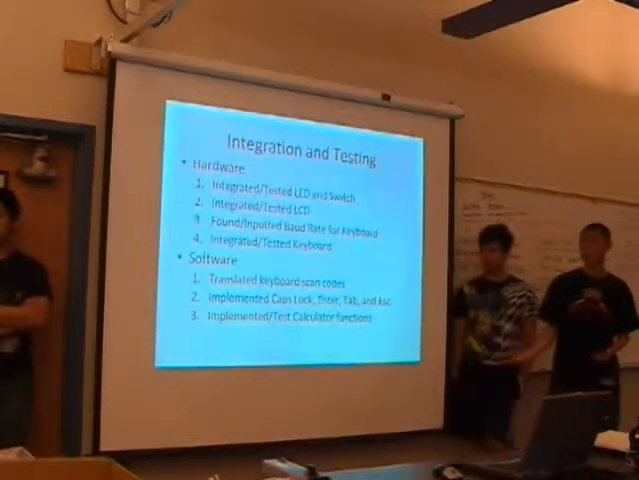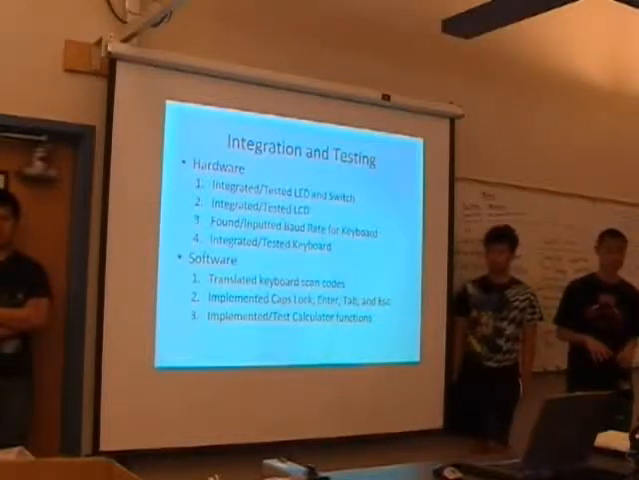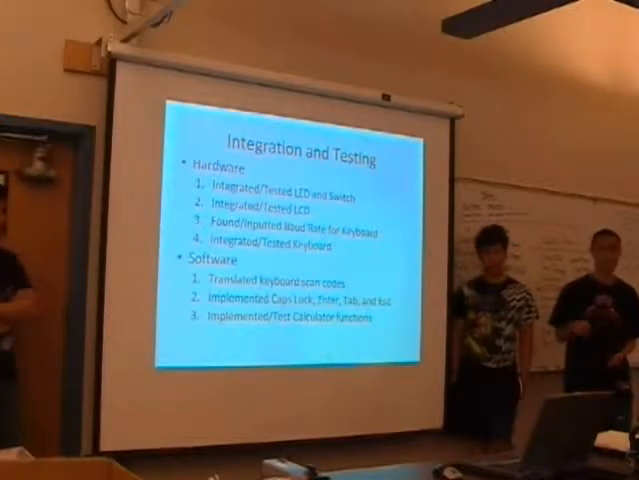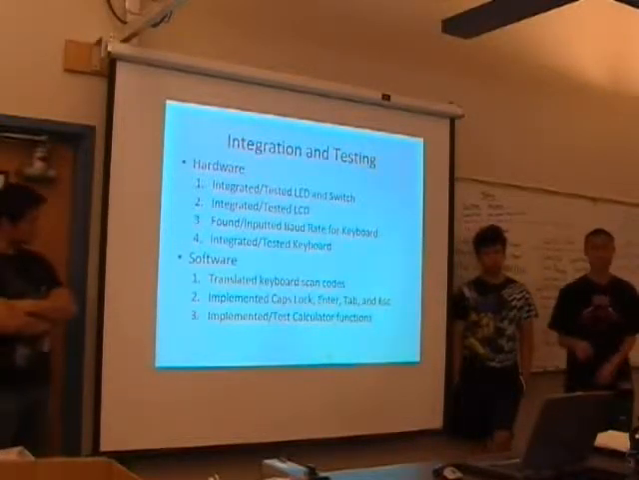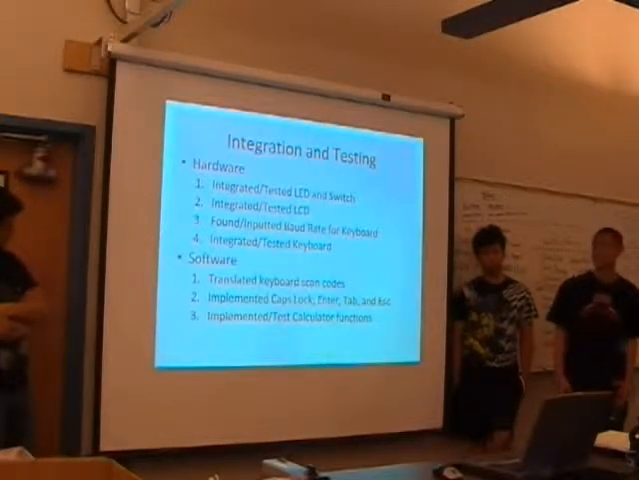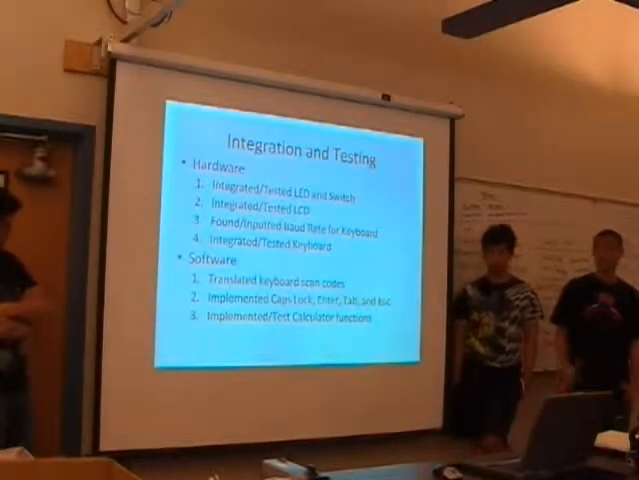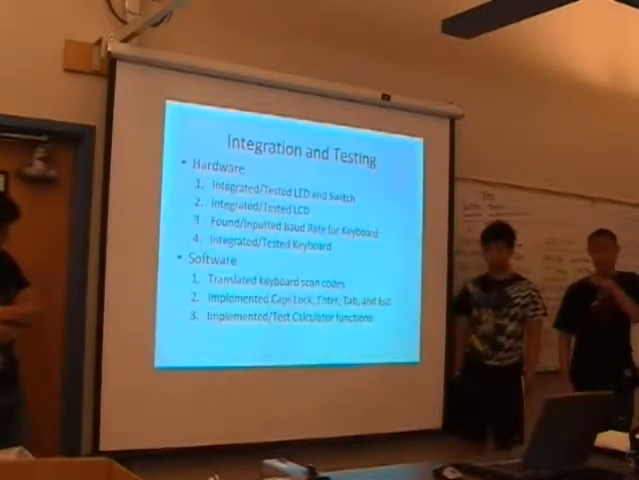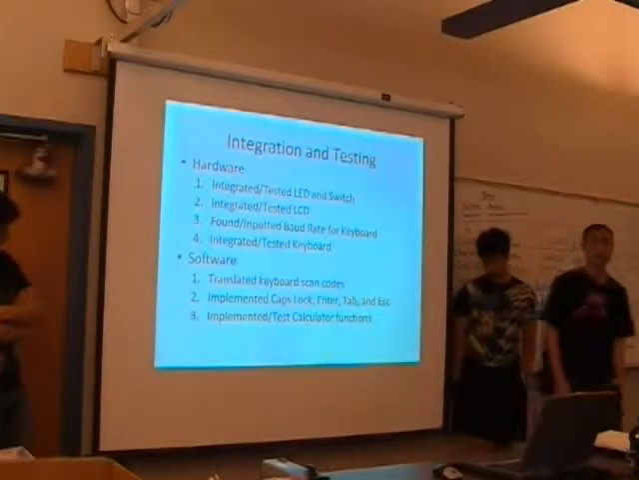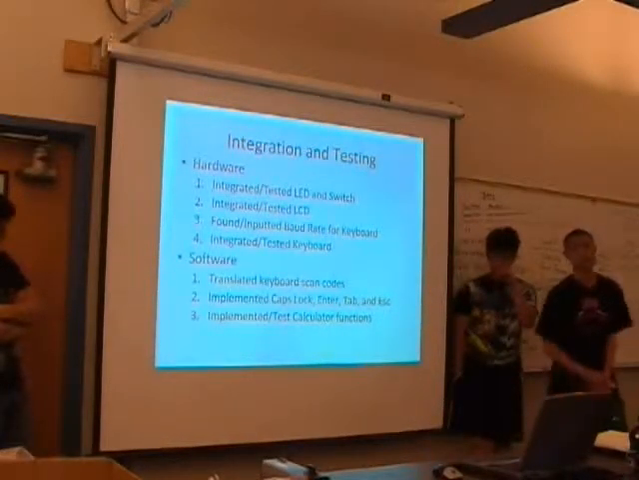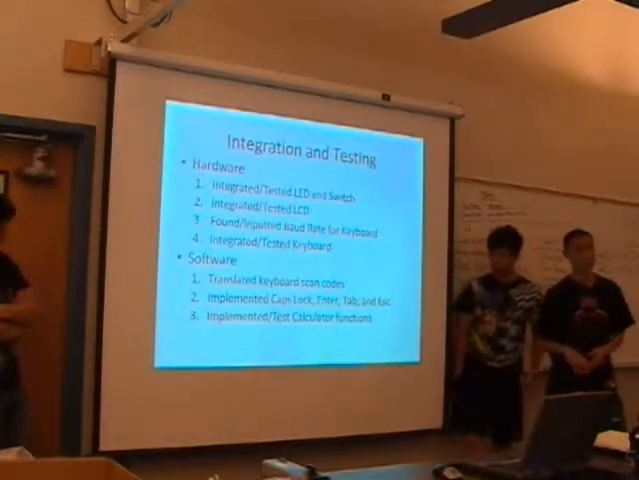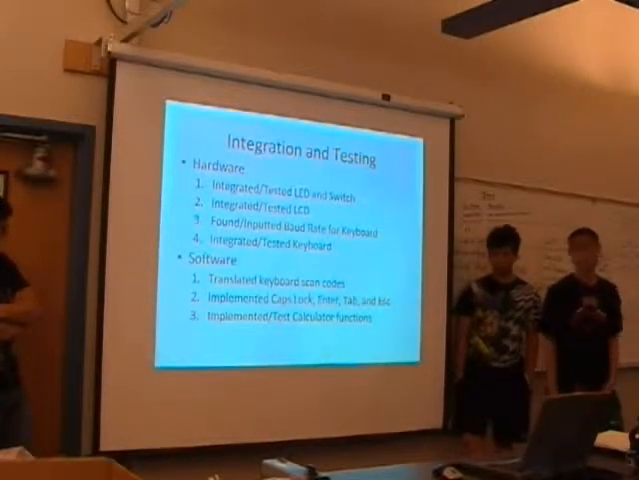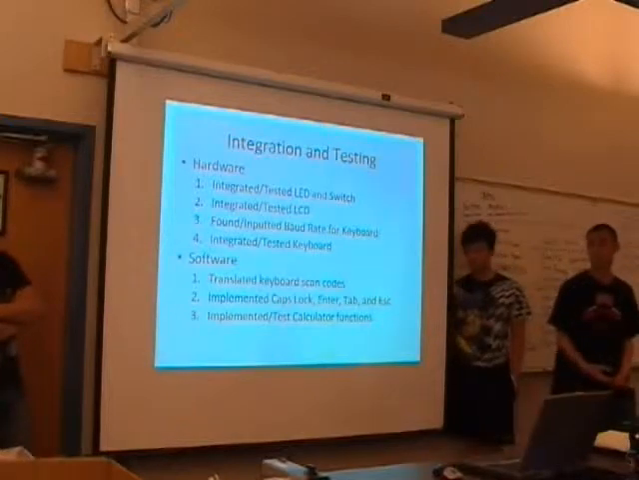So after we got that working, we translated all the scan codes, and we had to do that manually. Every button you push generates a scan code, which translates into a character displayed on the LCD. After we got that working, we moved on to our calculator, where the scan codes were different because in calculator mode, you have to use the numbers only and several other operators, but the rest of the letters will generate errors.